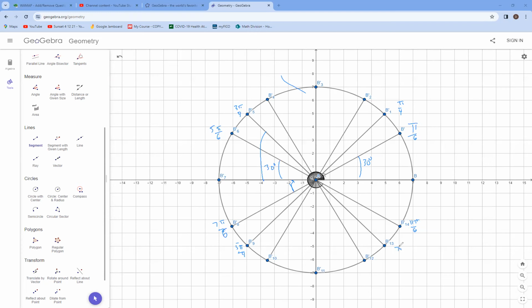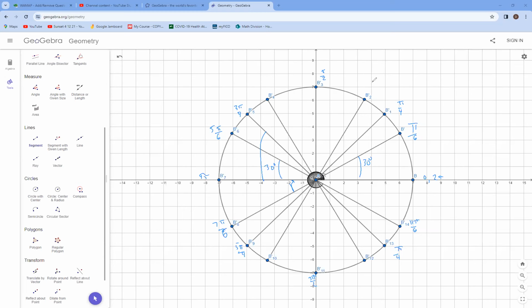And then this one is 7 pi over 4, a pi over 4 short of being 8 pi over 4, which would be 360 degrees, 2 pi. 180 degrees is pi. And then, of course, pi over 2 is 90, and 3 pi over 2 is 270. So those two go together. They're the right angle ones, straight up and straight down on the y-axis. Those are pretty straightforward.